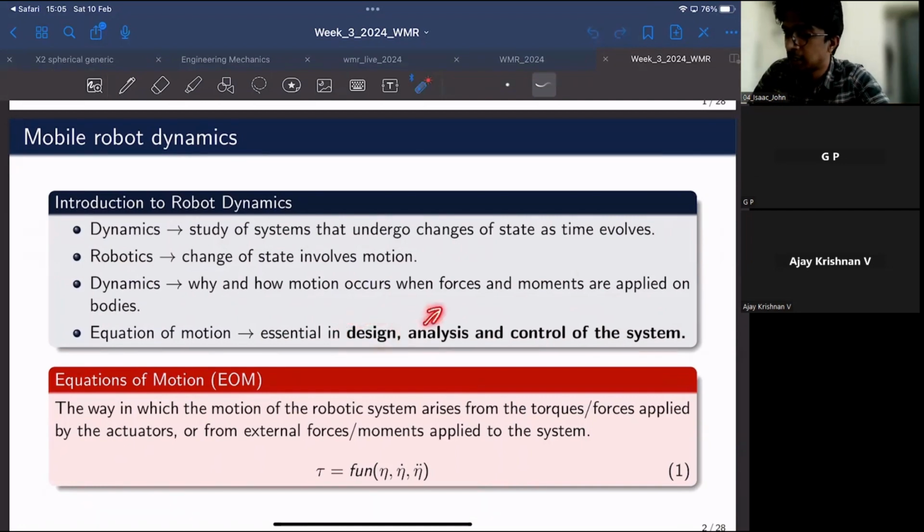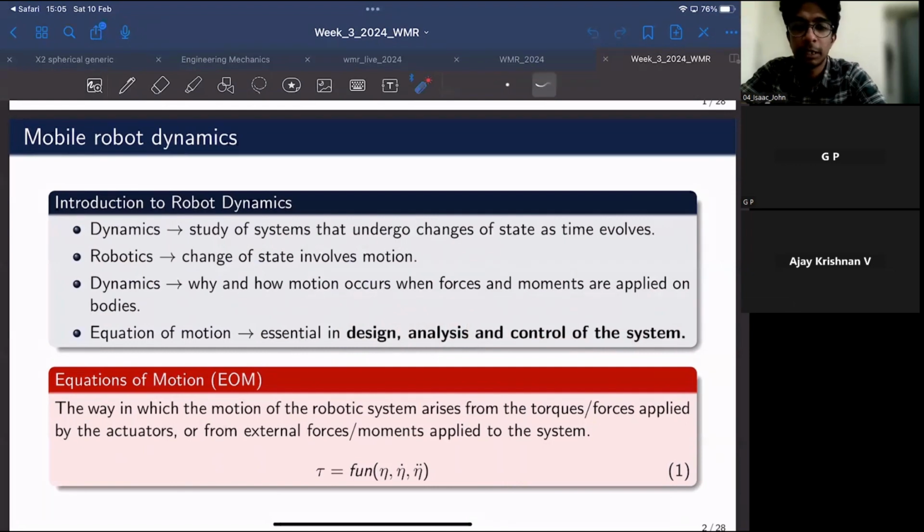And analysis. Analysis mostly means how the system would respond. If you apply some sort of force on all four wheels of a mobile robot, depending on the weight and the inertia of the mobile robot, how does the robot move? In order for us to analyze that, we need a mathematical dynamic model of the robot so that we can predict or get some idea of its behavior. So that is where the analysis part comes in, and then control of the system.